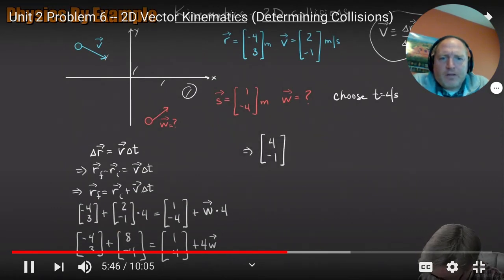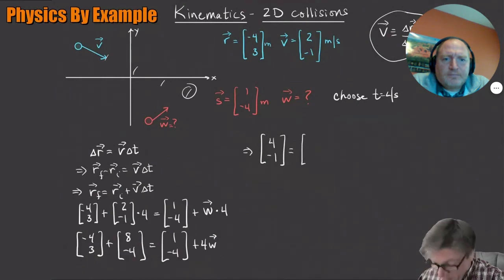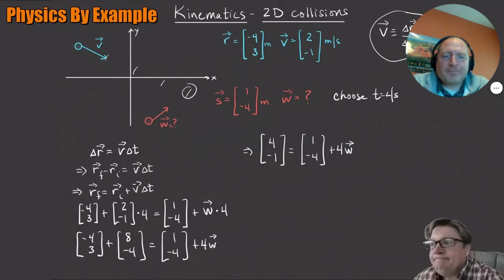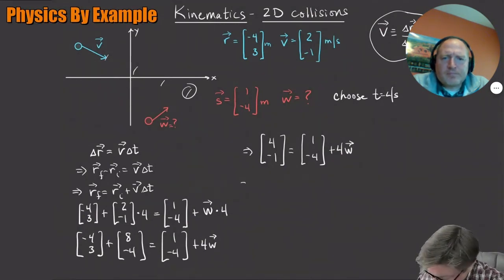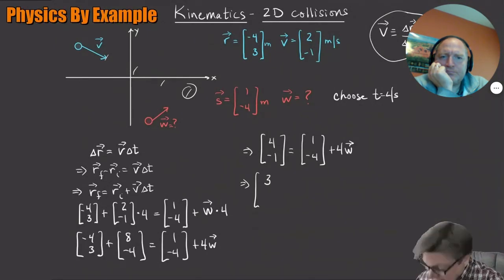1 is going to be equal to, apparently that's where these things are going to collide. Yes, perfect. This is 1 -4 plus 4W. Okay, now I just subtract that vector from the right-hand side to the left-hand side. So what do I get? 4 minus 1, that's going to be 3. 1 minus a -4, looks like that's also going to be 3, right?